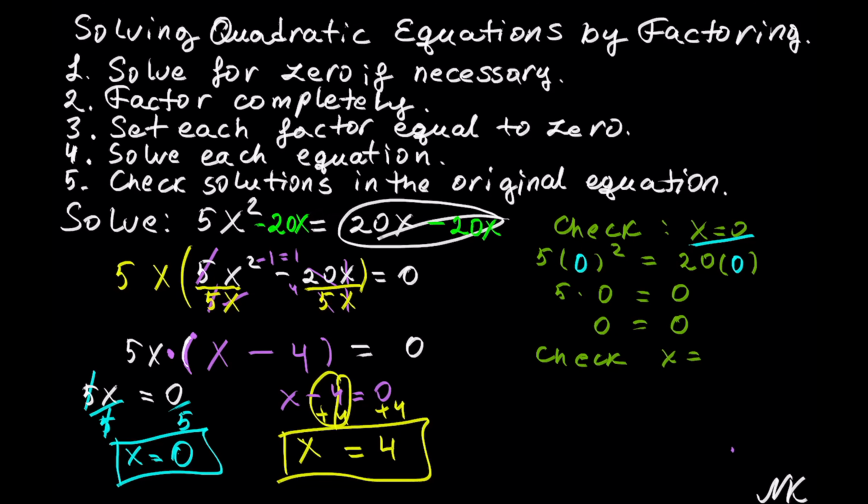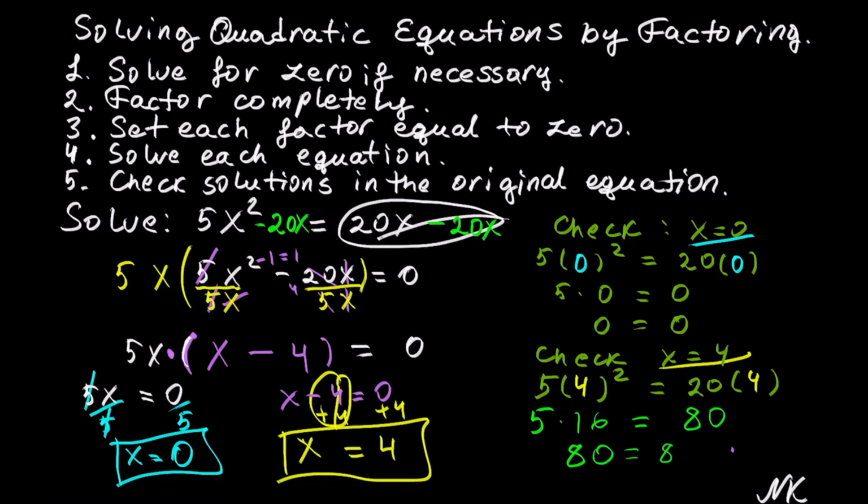Let's check x equals 4 by substituting it into 5 times x to the second equals 20 times x, and instead of x we plug in 4, so 5 times 4 to the second equals 20 times 4. This will give us 5 times 4 to the second is 16 equals 20 times 4 is 80, and when we multiply 5 by 16 we get 80, and it's equal to 80. So the second solution checks out as well. That's all.